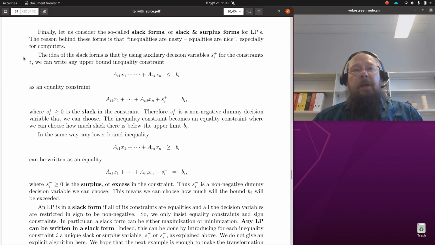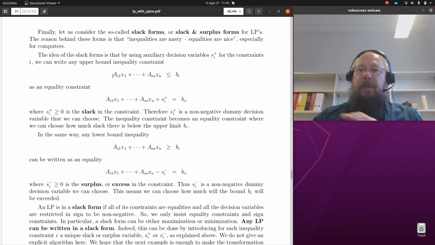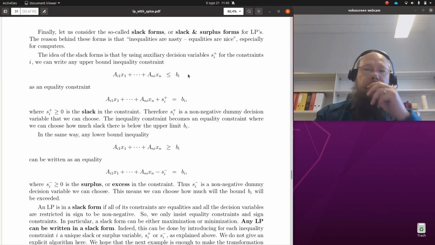And what are the additional variables we do here? The basic idea is the following. Suppose that we have an upper bound like this. This i here is just one row in this LP, so that's one constraint. And we assume that this LP is in standard form. Why not? We know that everything can be written in a standard form, so let's assume that we start with a standard form. And we have an upper bound inequality like this. Indeed, all the inequalities would be upper bounds in this case.